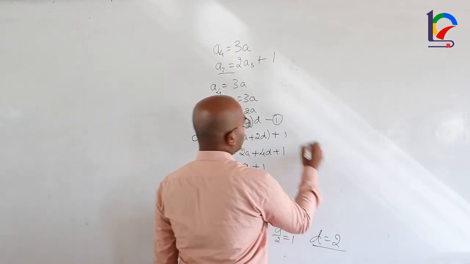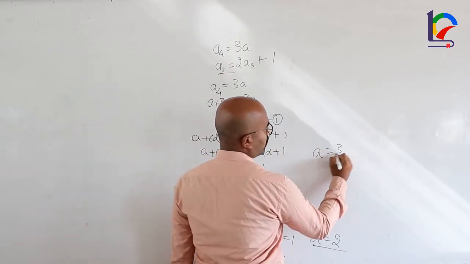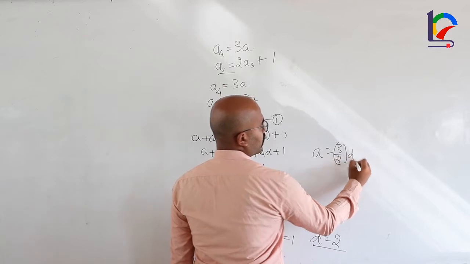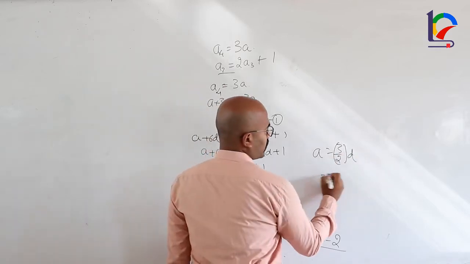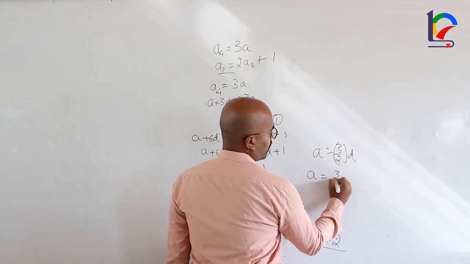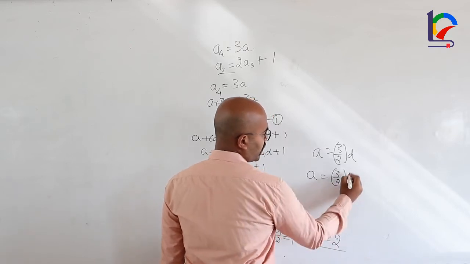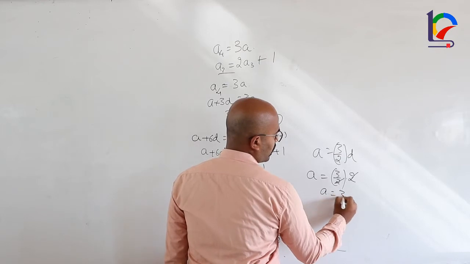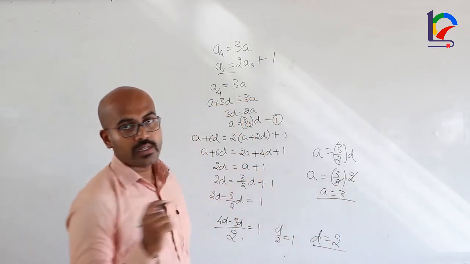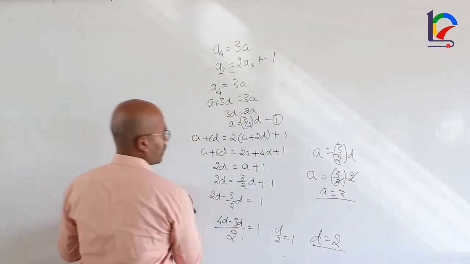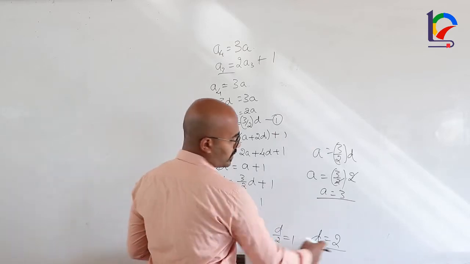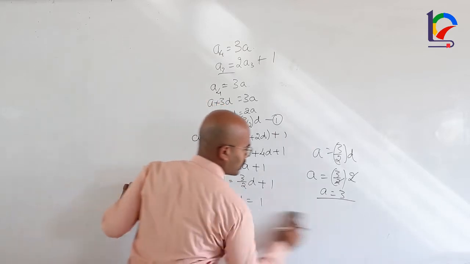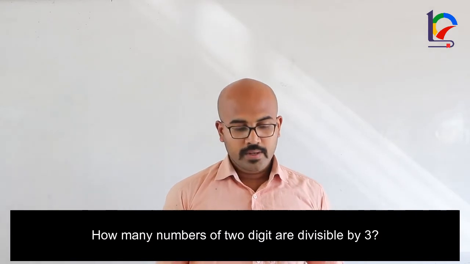When I substitute in equation 1, A is equal to 3 by 2 into D. What is the value of D? It is 2, so the 2s get cancelled. So what is the value of A? A is equal to 3. So the first term is 3 and the common difference is 2. Now moving on to the second question.